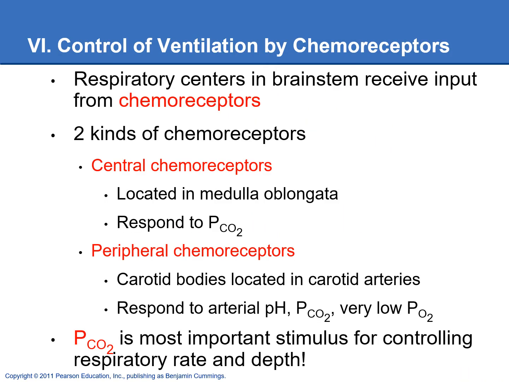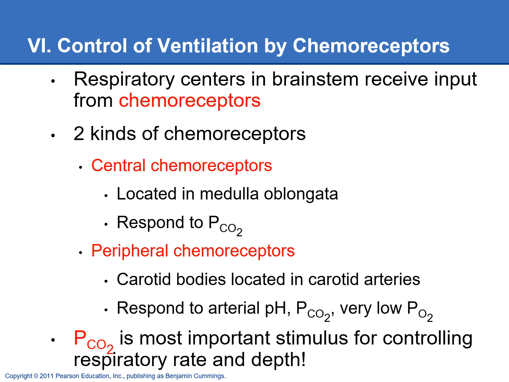There are two types of chemoreceptors that will send information to the respiratory centers and let them know what the levels of the partial pressure of carbon dioxide and pH are, and if the partial pressure of oxygen is getting too low. The two kinds of chemoreceptors are the central chemoreceptors and the peripheral chemoreceptors.